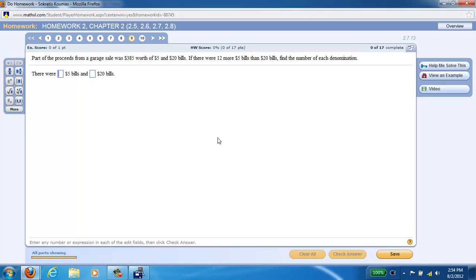For this problem, you have to create two equations. You know that you have x $5 bills and y $20 bills. So you know the first equation is 5x plus 20y is equal to 385. And the second equation, you have to find a relationship between x and y. It says you have 12 more $5 bills than 20 bills. So you have the first equation that I gave to you. You create the second, and then you figure out the x and the y. You can use the substitution method actually.